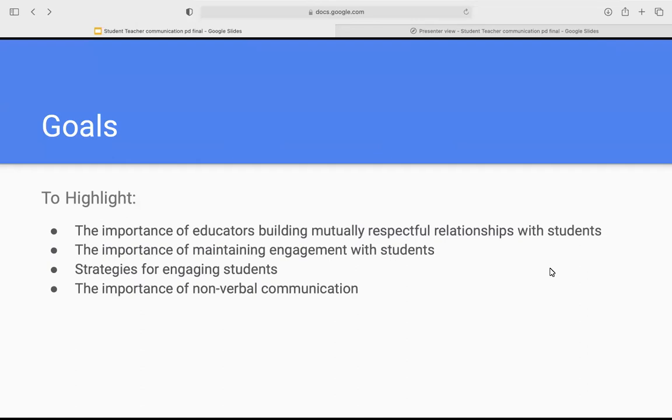Some of the goals of this presentation are to highlight the importance of educators building mutually respectful relationships with students, the importance of maintaining engagement with students, strategies for engaging students, and the importance of nonverbal communication.